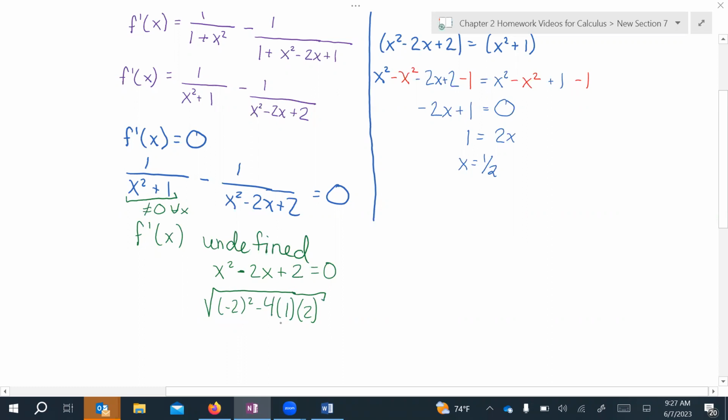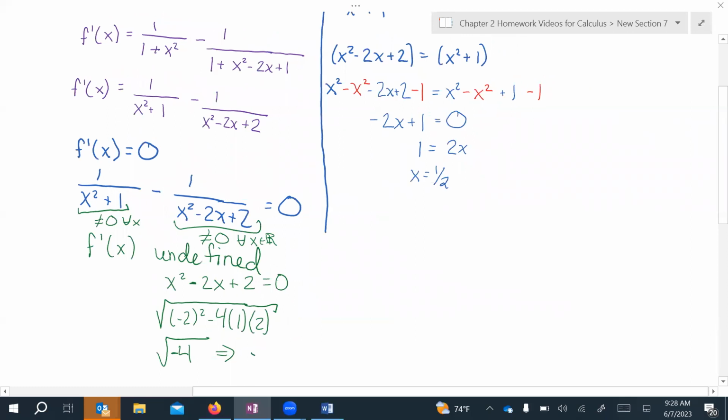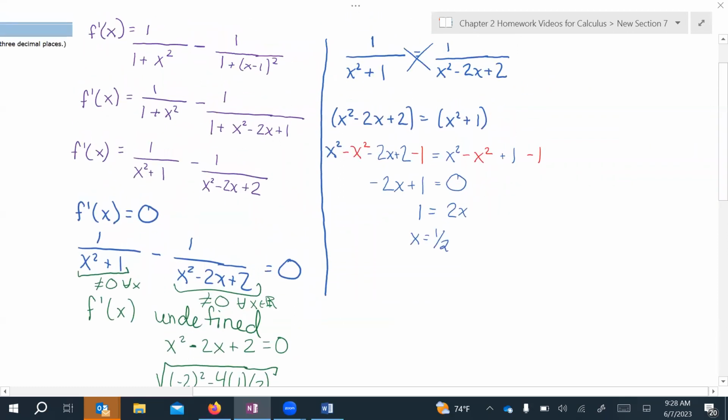So based on that, we can determine, because we're going to have a square root of negative 4, that has imaginary solutions. So basically we can assume this also does not equal 0 for all x in the reals. Okay, so we know this derivative is defined over all the values that we've considered, because that denominator never equals 0. The only place that the derivative as a whole equals 0 is when x equals 1/2.